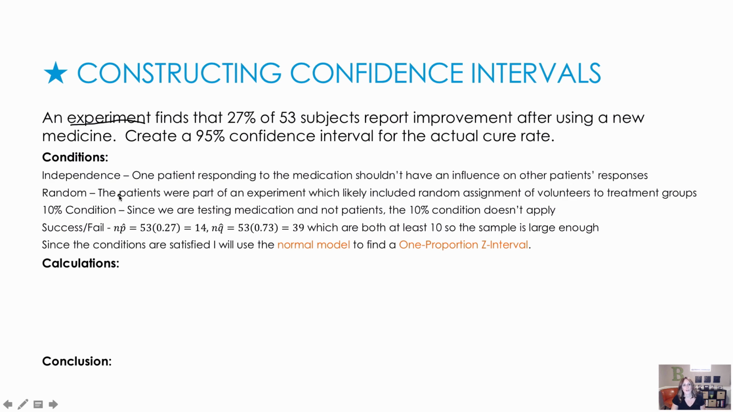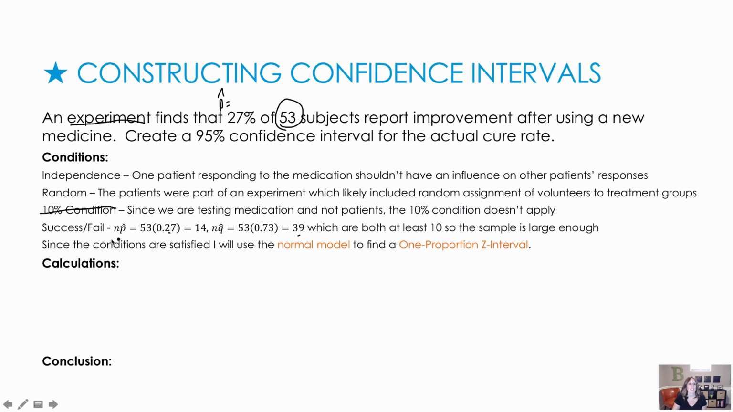10% condition, kind of a tough one. We don't really know how big this medical test is, but because we're testing medication and not patients, we don't really care about the 10% condition because we don't care if it's representative of the population. We want to check people who obviously have a specific disease and whether or not they're being helped by this new medication. Success fail, I'm going to take n, which is 53, times p hat, which is of course my 27%, 0.27. And then q hat would be 1 minus that, which is 0.73. So I have 14 and 39. They're both at least 10, so the sample size is large enough.